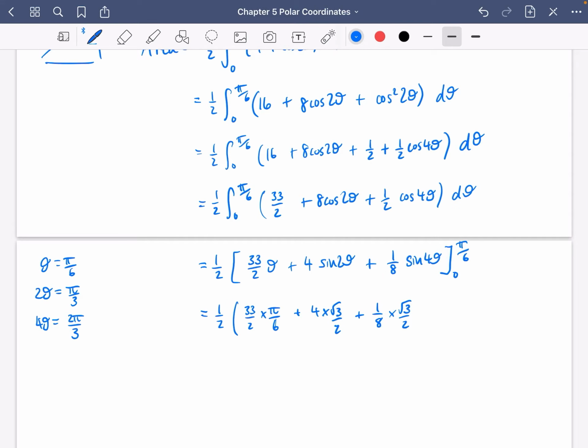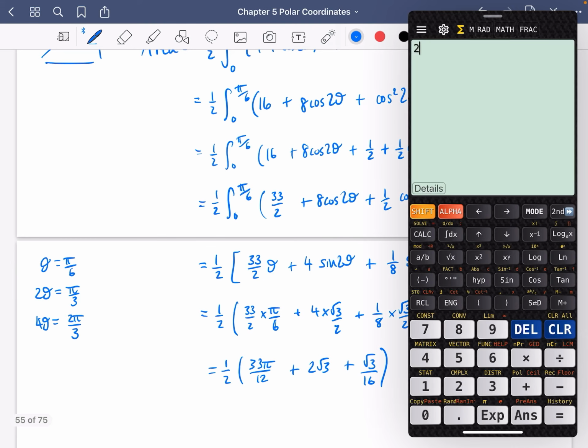And when I put 0 in here, it's all going to go. When I put 0 in here, it's going to go. And when I put 0 in here, it's all going to go. So that's actually the whole thing that we've got. So it's going to be a half multiplied by 33 pi over 12 plus 2 root 3 plus root 3 over 16. So I'm going to do that 2 root 3. I'm not going to put the root 3 in, plus 1 over 16 to see how many root 3s.